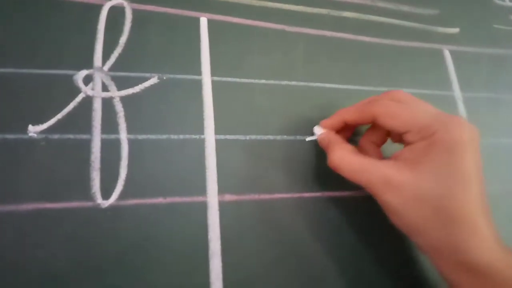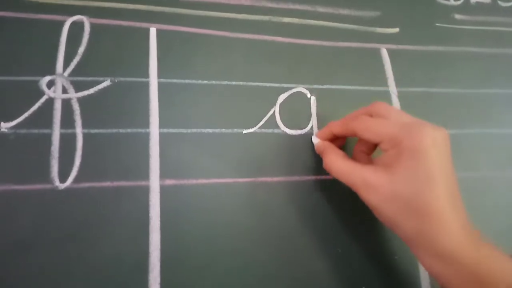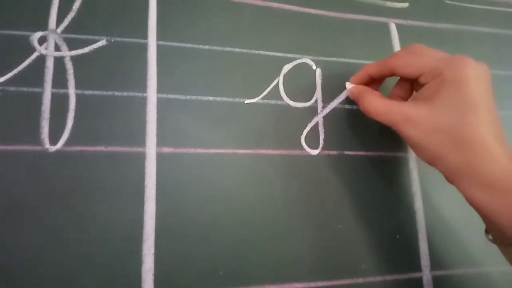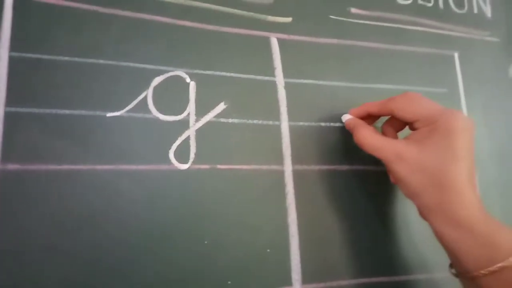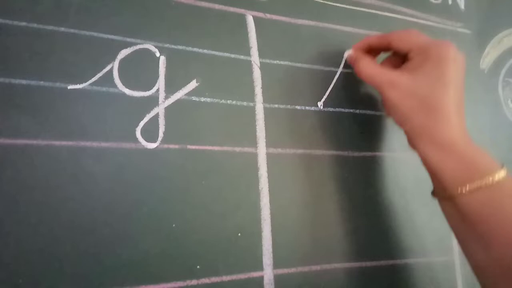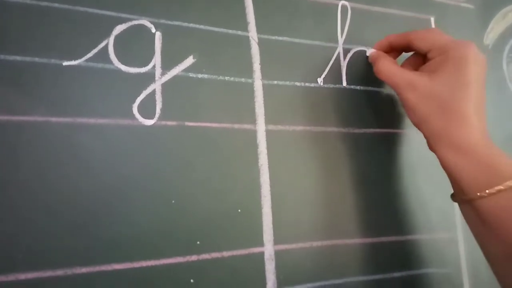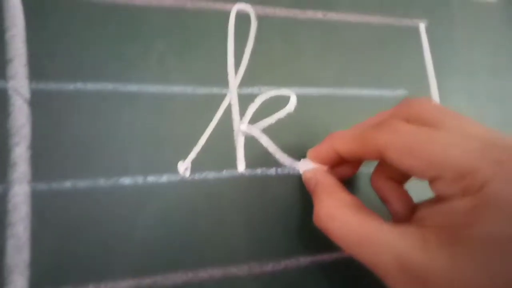Another letter is G. You have to write first like A, make a curve, go up, come to the red line and then out. This is your letter G. Letter K. In K also you have to start from the blue line, go up, make a curve, come down till the blue line, make a curve and down. This is your letter K.